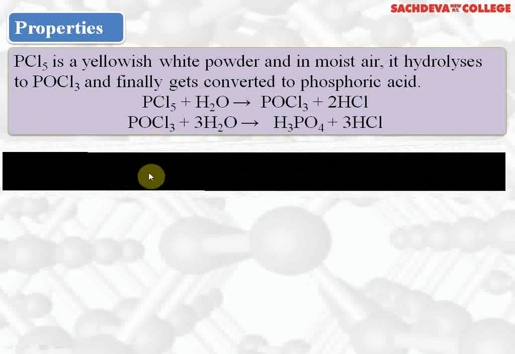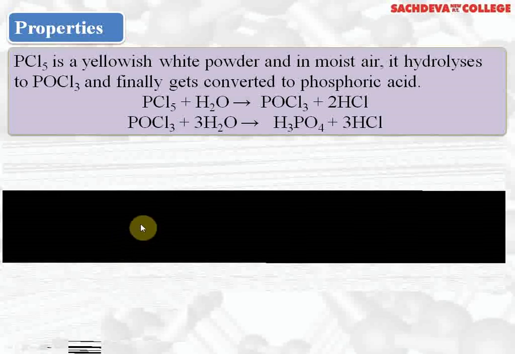When heated, it sublimes but decomposes on stronger heating to PCl3 plus Cl2. Phosphorus pentachloride reacts with organic compounds containing OH and converts them into chloro-derivatives. Ethyl alcohol reacts with PCl5 to form ethyl chloride plus POCl3 plus HCl. Acetic acid reacts with PCl5 to form acetyl chloride or ethanoyl chloride plus POCl3 plus HCl. Finely divided metals on heating with PCl5 give corresponding chlorides. For example, silver reacts with PCl5 to form AgCl plus PCl3. Tin reacts with PCl5 to form SnCl4 plus 2PCl3.